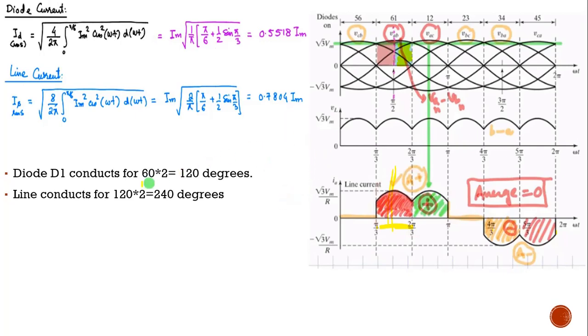Here you can see diode D1 is conducting in these two intervals, that is 120 degrees. And one line, you can see VA, is conducting in VAB, VAC, VBA and VCA. That is 4 into 60, or 120 into 2, 240 degrees. The line is conducting for 240 degrees, and one diode will be conducting for 120 degrees here.